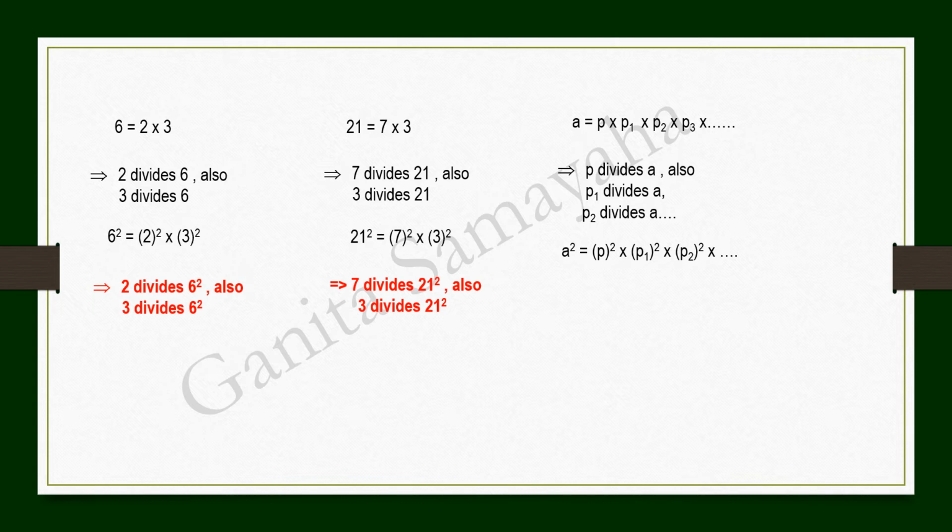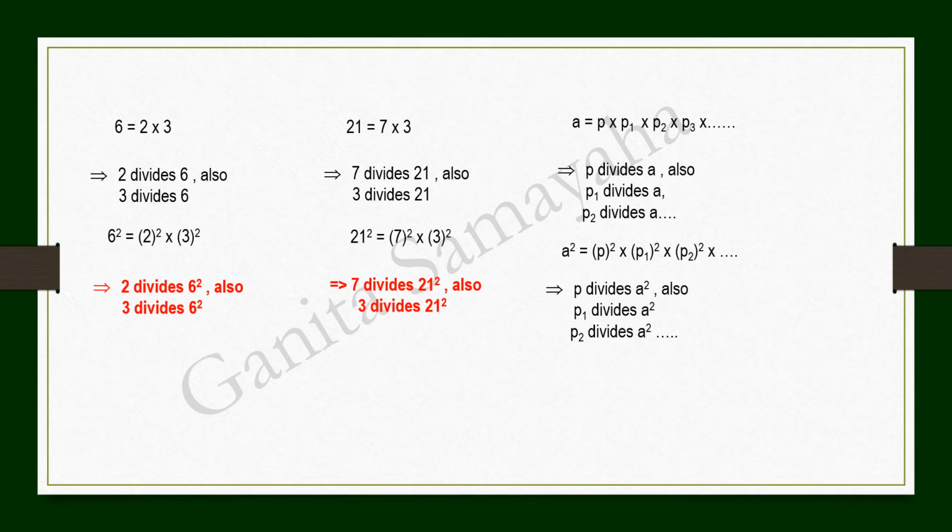Okay. Now, what is A squared? A squared is squaring all this: P squared into P1 squared into P2 squared into etc. Whatever it is. So, what does this indicate? Again, this tells us that P divides A squared. P1 divides A squared. P2 divides A squared and so on.